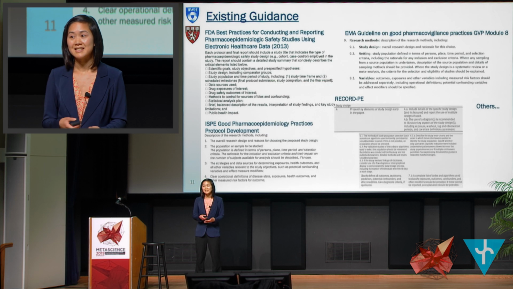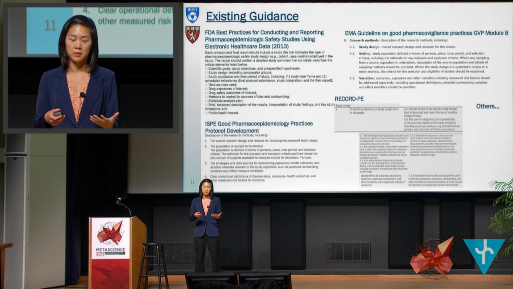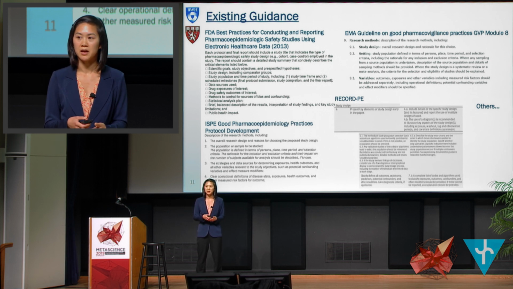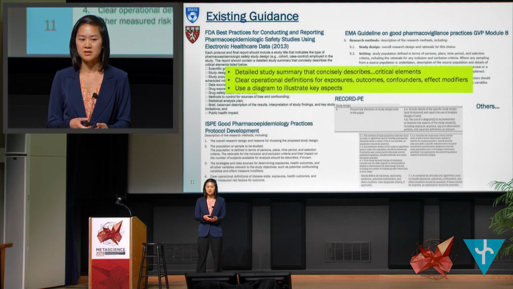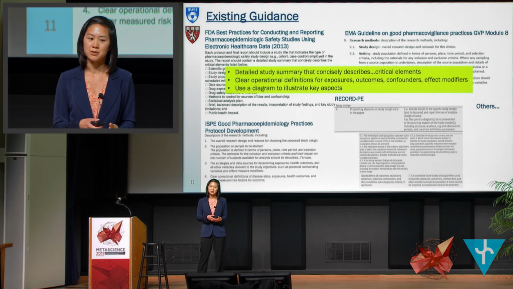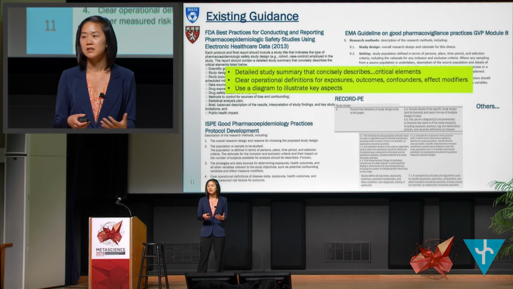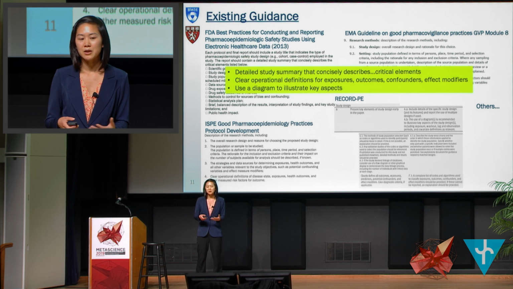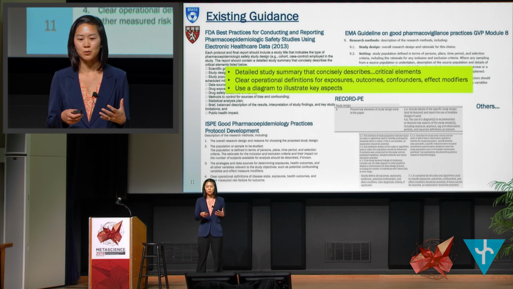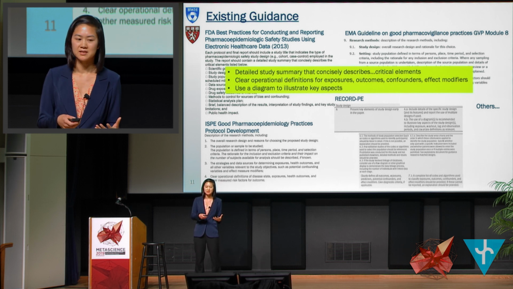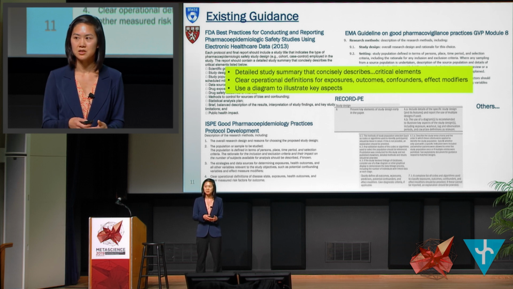So there's already a lot of existing guidance about reporting for my field, including from the FDA, the EMA, research societies, and others. And there's some general principles that are common to all of these, including providing a detailed study summary that describes critical elements, having clear operational definitions for exposures, outcomes, and other measures. And it can be helpful to use a diagram to illustrate key aspects. But it's difficult. What are the critical elements, and how do you summarize them concisely, and what is a clear operational definition? What does that look like?